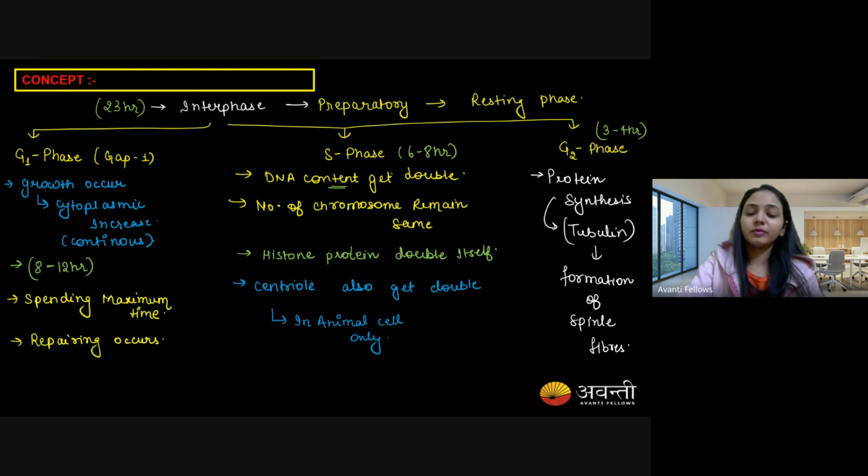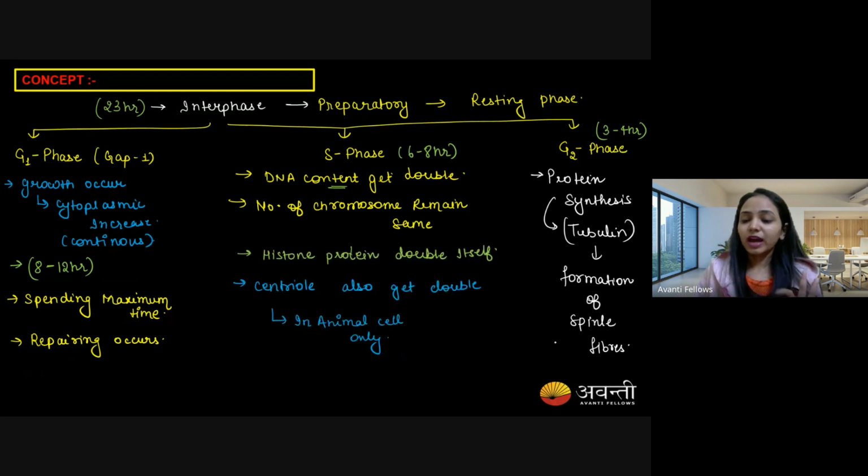If we are doubling the amount of DNA, then we will need more histone protein. Then histone protein will also double itself. Then centriole will also double itself, but in animal cell only. The number of chromosomes remains the same. In G2 phase, protein synthesis occurs. Which protein? Tubulin protein, which helps in the formation of spindle fibers.